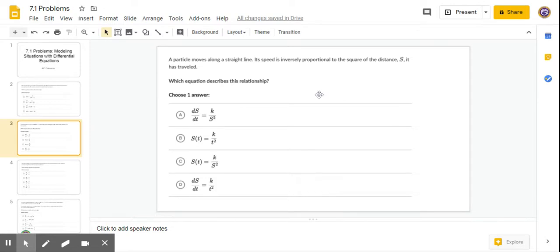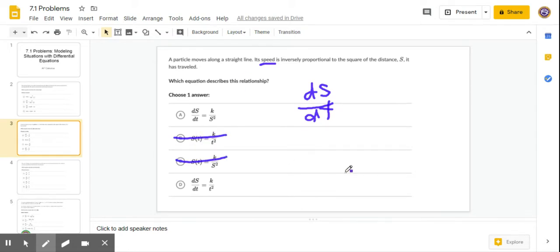All right, so a particle moves along a straight line. Its speed is inversely proportional to the square of the distance, s, it has traveled. So they're trying to trick us by using s as distance. It's not speed. So s is the distance, and the speed, similarly to velocity, is the rate of change of the distance. So its speed is going to be ds/dt, which means we can automatically get rid of those because s of t would be distance, not speed.